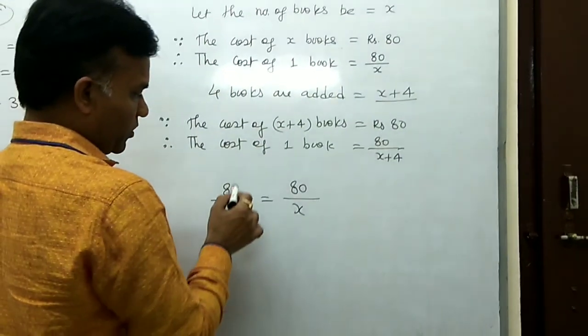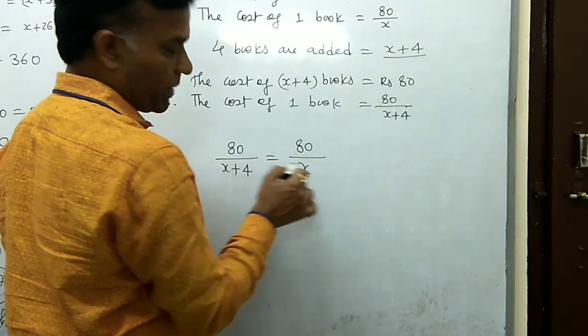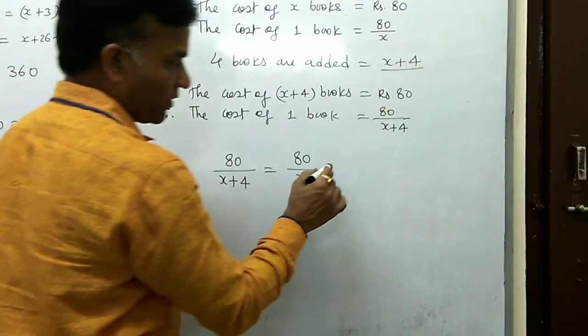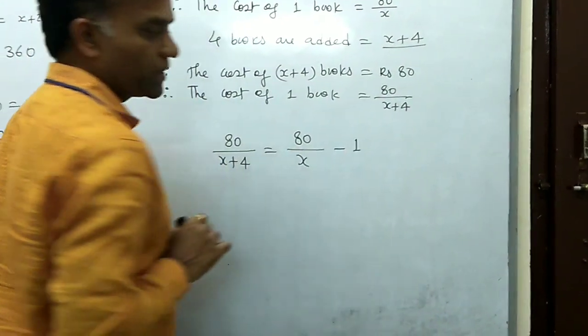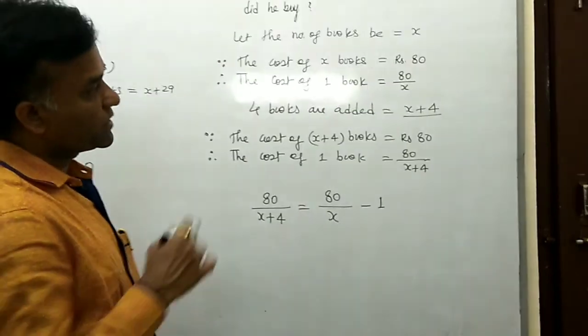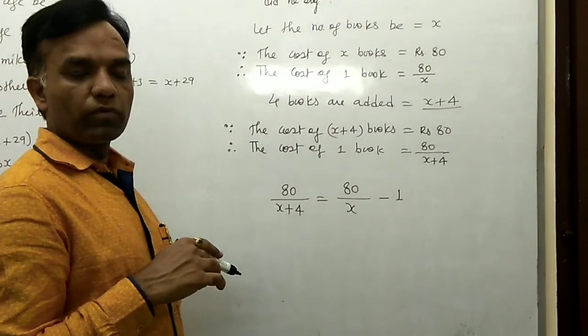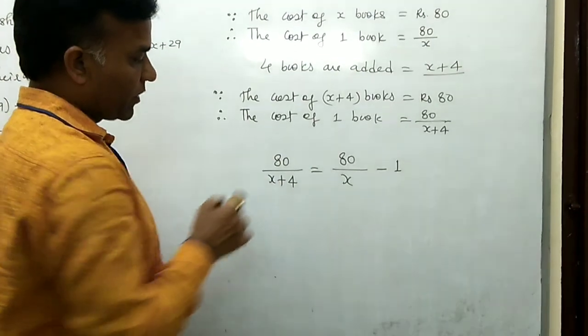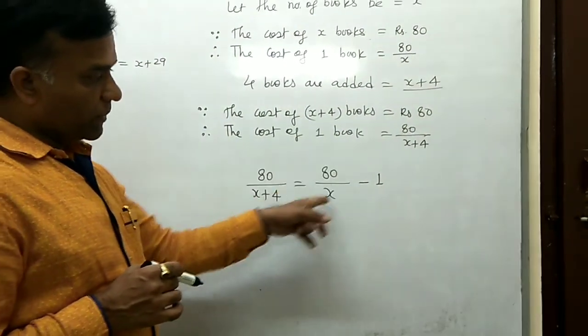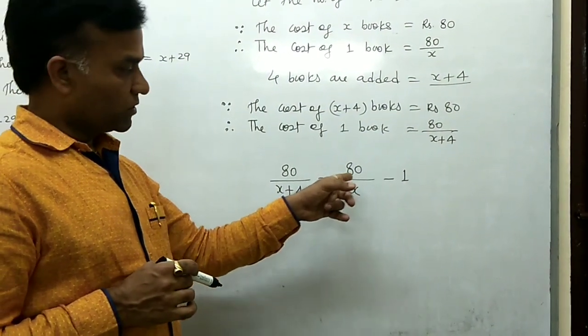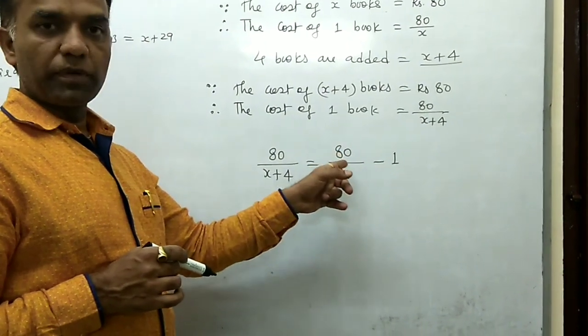Okay, because now one book's cost is 80 upon x plus 4, and before it was 80 by x. So this is less than the previous one by 1 rupee in the given value, because first you have x books, and then after adding 4 books, you got the value 80 upon x plus 4. So the cost will be the previous one minus 1; you reduce 1 from the previous result.